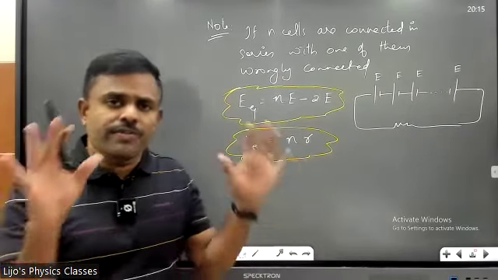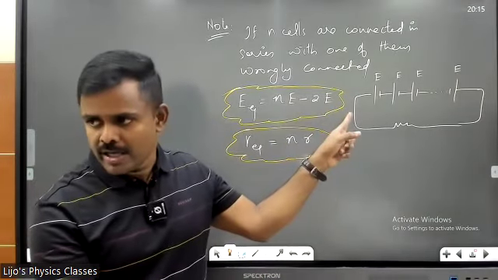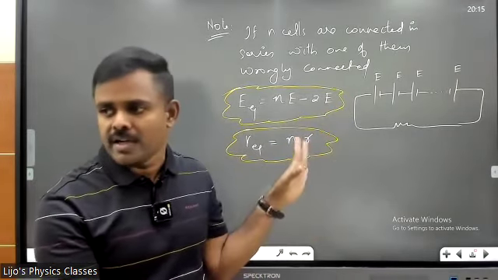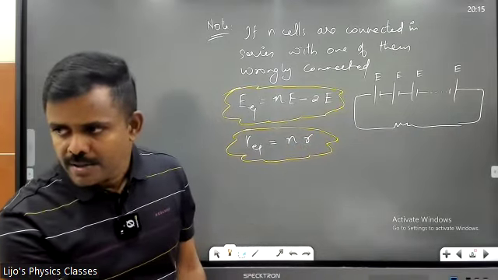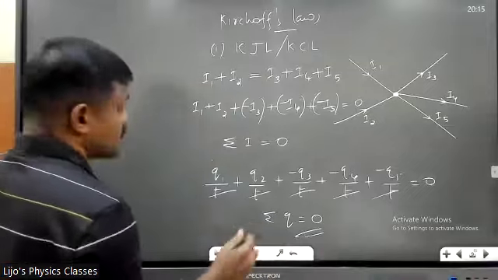Say 5 cells are there and one is wrongly connected. 5E minus 2E, that is 3E. But the effective resistance will be 5R, all the internal resistances together. Got it? Okay. Now write this: Kirchhoff's laws.